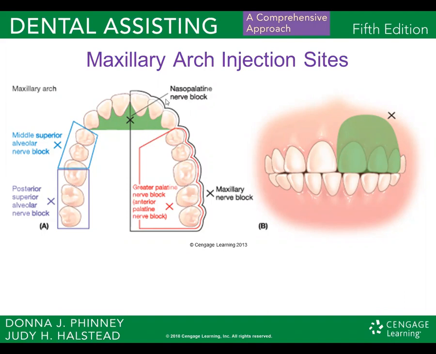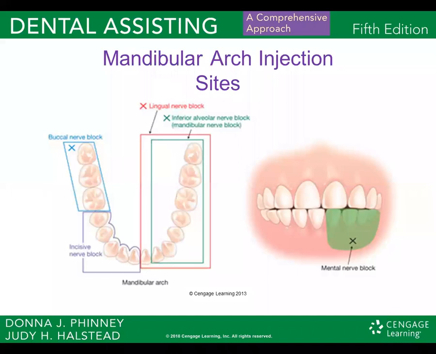So the nasopalatine nerve block is going to be located here. The middle superior alveolar nerve block is located here. You're going to need to know what is what. So make sure you're studying these images here. And the same thing with this.